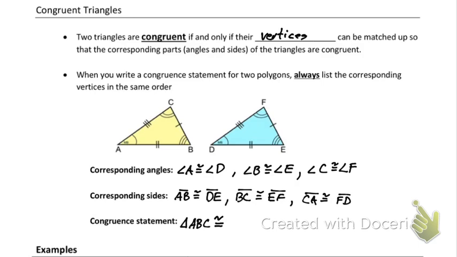When I name my other triangle, it must be the angle that's congruent to A, the angle that's congruent to B, followed by the congruent angle to C. So in this case, A is congruent to D, so this is going to be triangle D. B is congruent to E, so we're going to put E here. And finally, C is congruent to F, so we're going to put an F here. After you name your first triangle, your second one has to follow suit. The congruent angles must match up.